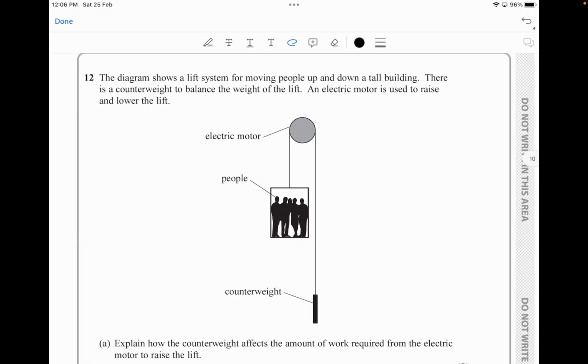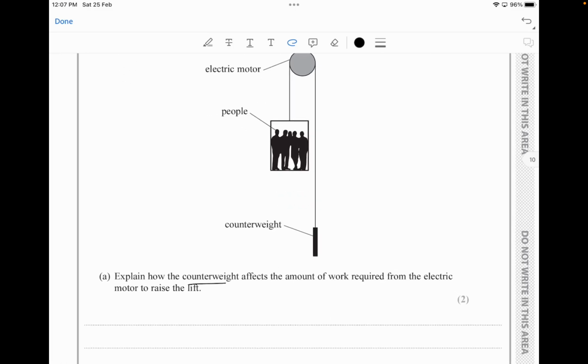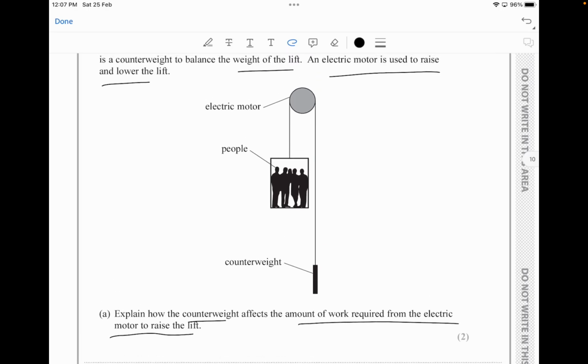Question 12. Okay. Question 12: the diagram shows a lift system for moving people up and down a building. There is a counterweight to balance the weight of the lift. An electric motor is used to raise and lower the lift. Explain how the counterweight affects the amount of work required from the electric motor to raise the lift. So the counterweight can be seen here. So what we have to do is answer this for about 2 marks.